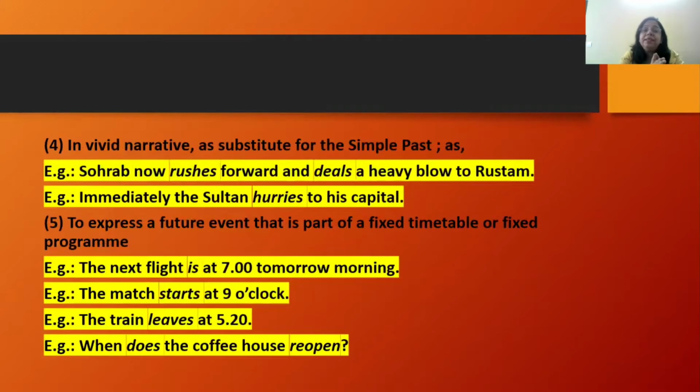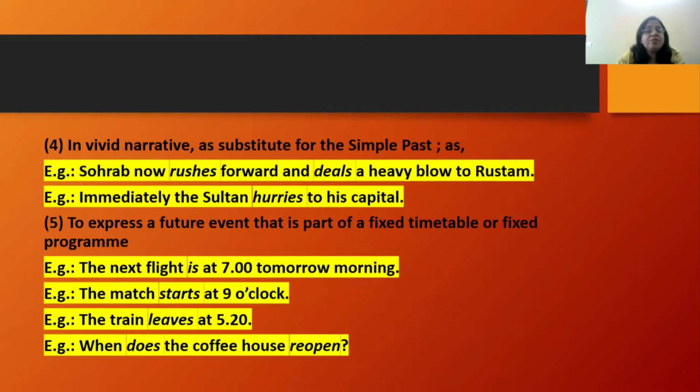Next, present indefinite or simple present tense can also be used in vivid narrative as a substitute for simple past. For example: Saurabh now rushes forward and deals a heavy blow to Rustam. Another example: Immediately the Sultan hurries to his capital. These are vivid narrative sentences, and the simple present tense has been used as a substitute for the simple past.